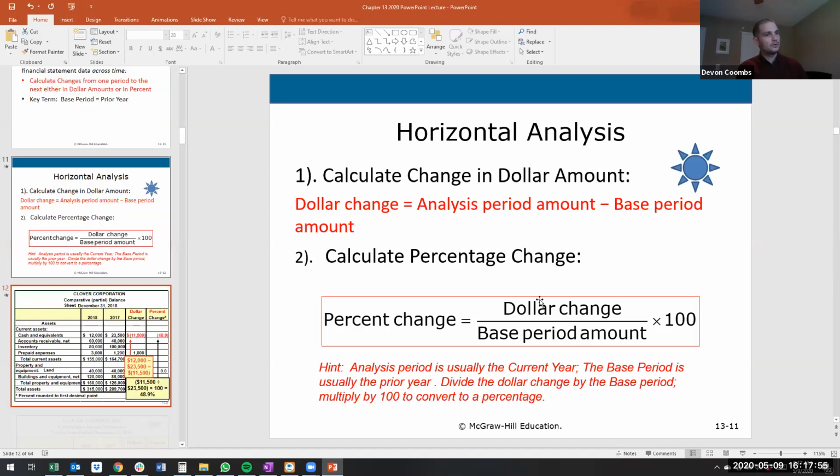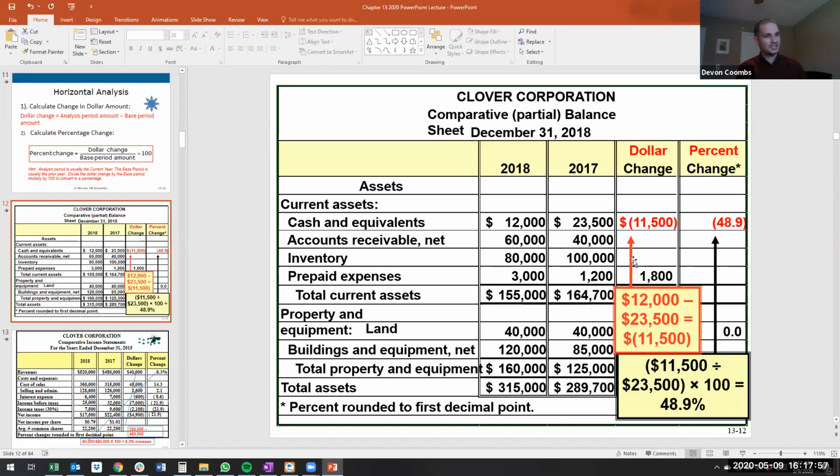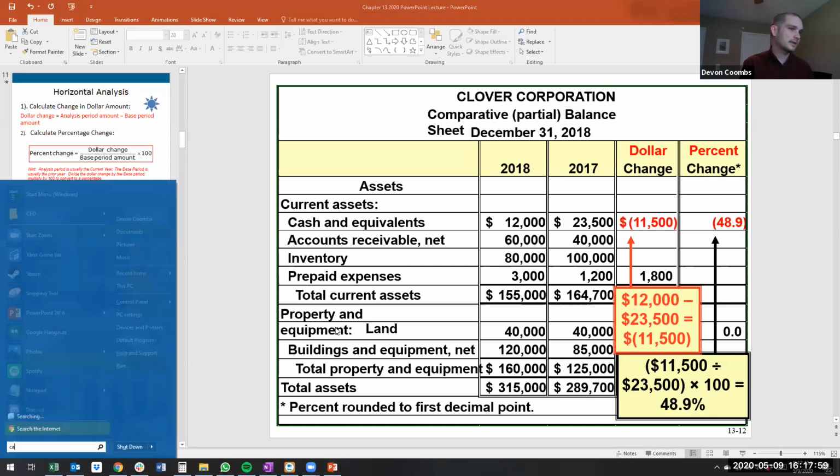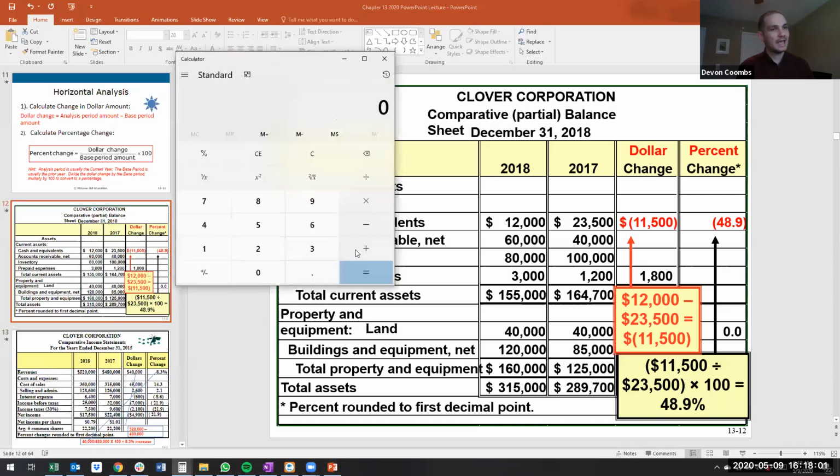And so we can go over the calculation here. I'll take out my calculator. So what if we wanted to see how cash changed over the year, right? That's a useful metric. Did we gain more cash or did we lose cash?